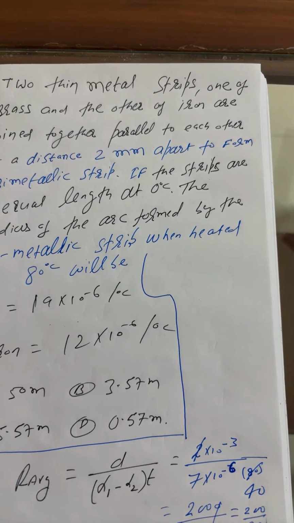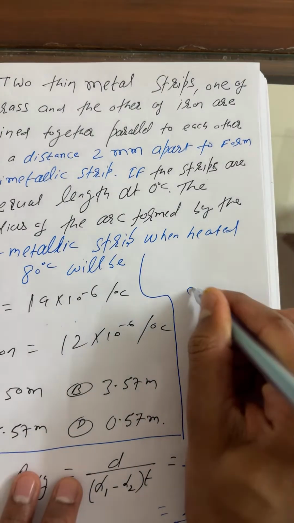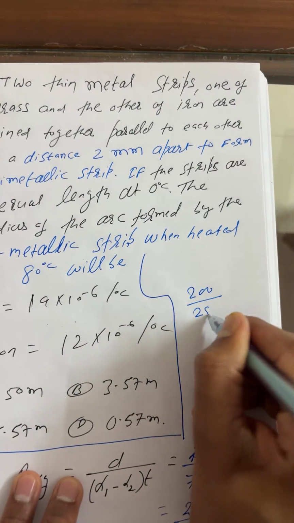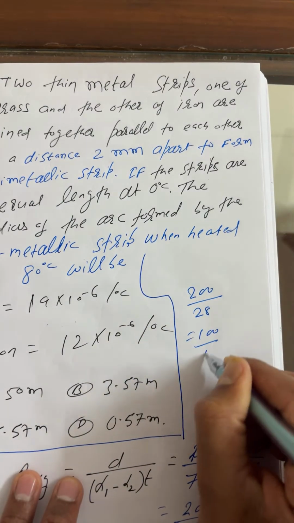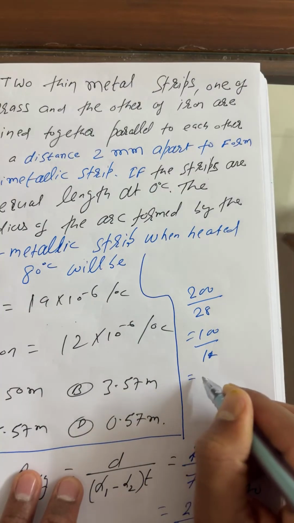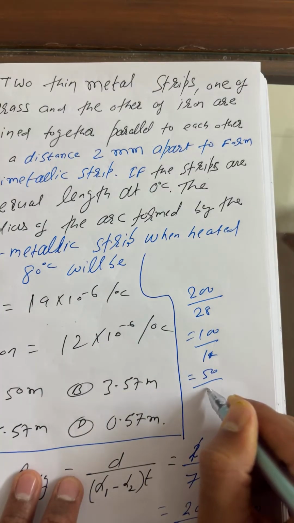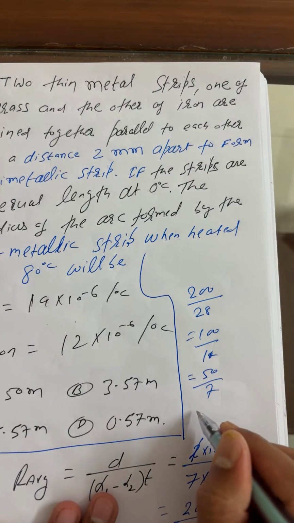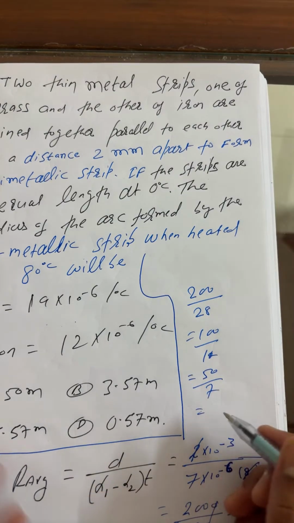200 by 28, so students, you can write here 200 by 28. This is 100 by 14, so I can say 50 by 7. So the answer is Bombay.